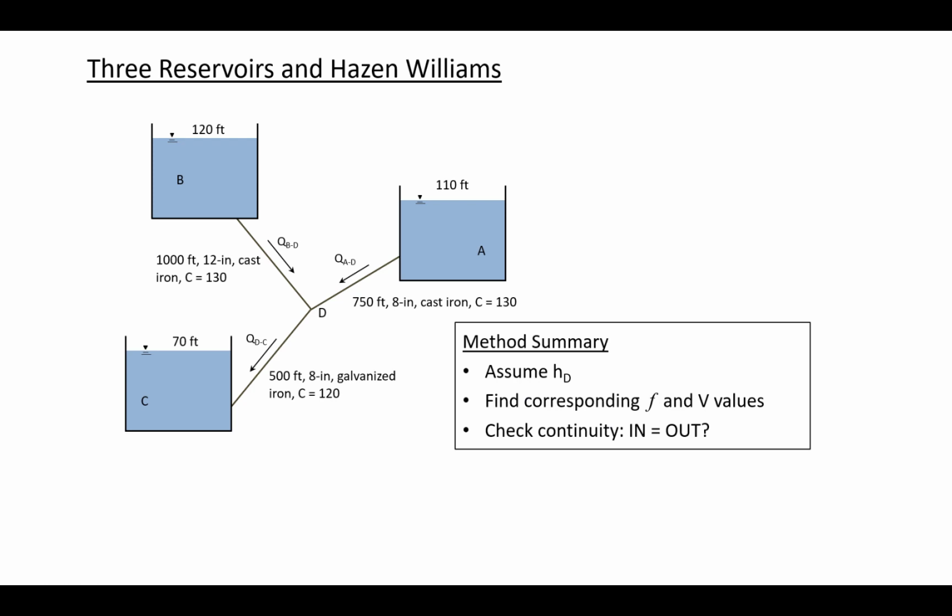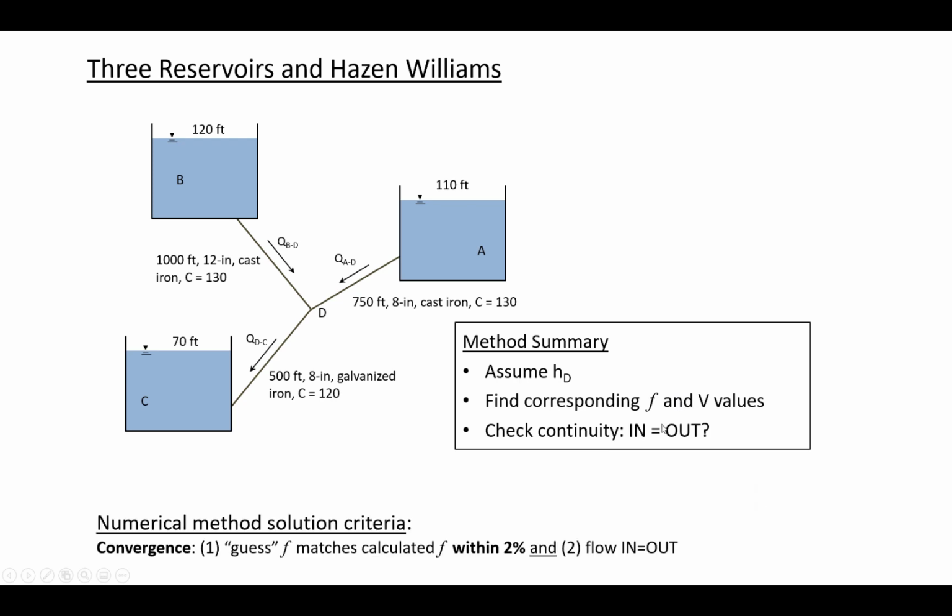And then the way that we knew if our guess had to be raised or lowered is we had these criteria. If the flow in is too high, like if in is greater than out, then that told us to raise or lower our guess of D. So we knew that we could stop once we had a guess F value that was within 2%. So we're looking for the F value to stabilize and then the flow in to equal the flow out.